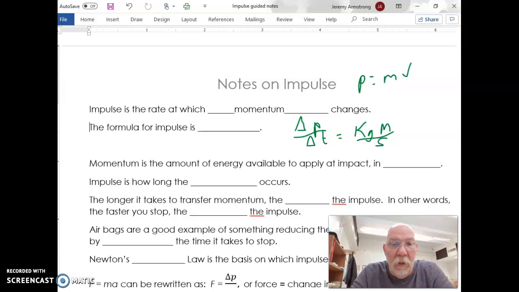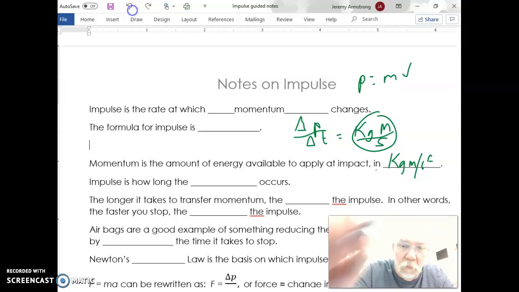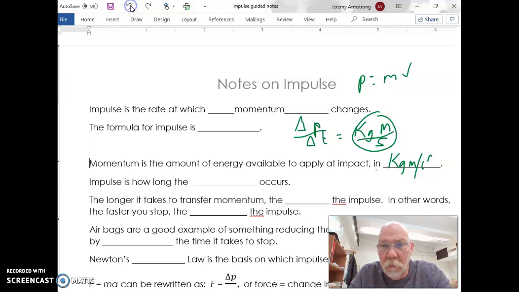Now, momentum itself is the amount of energy available to apply at impact. The faster you're going, the more energy you're going to have, and the larger the force. So, momentum is the amount of energy available to apply at impact in what units? Well, we just did that right here. Kilogram meters per second is equal to a Newton second.